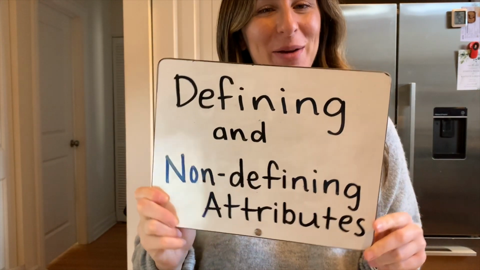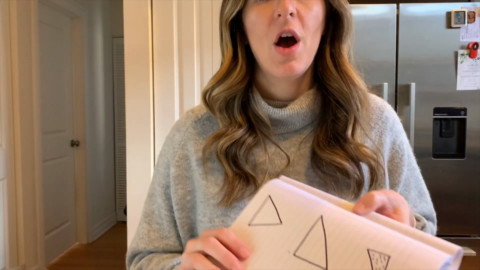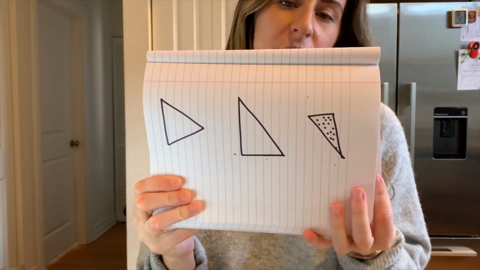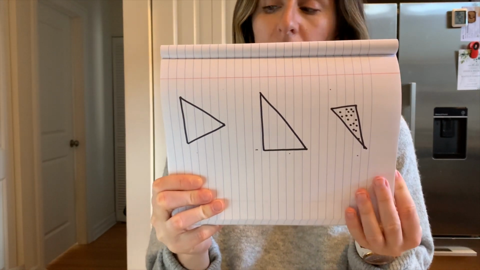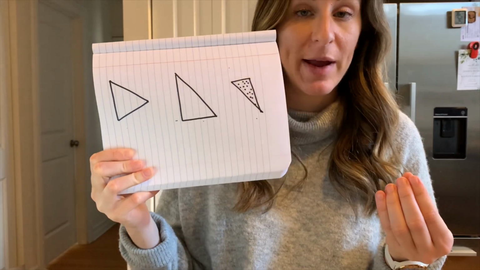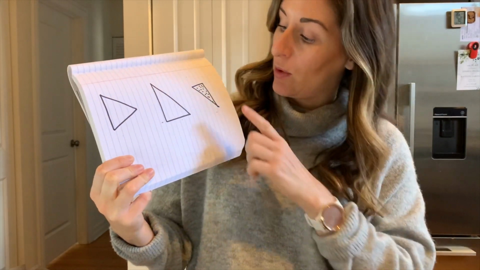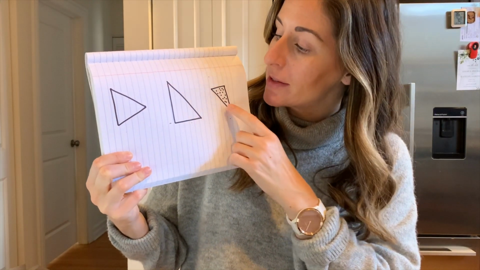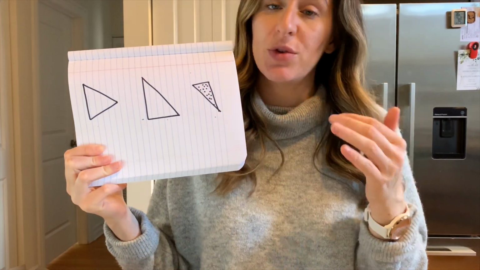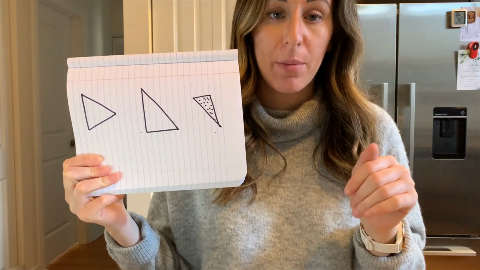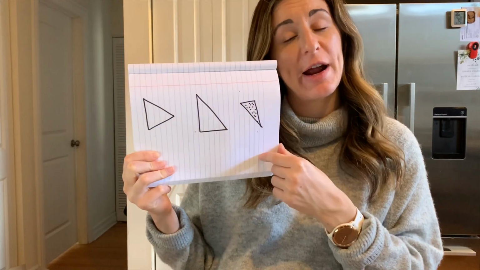Well, today we're going to talk about what makes a shape that shape and what that shape doesn't need in order to be that shape. Okay, let's take a look at these three triangles. These are all triangles, right? They're facing different directions. One of them has a pattern on it. Their sides are not all the same length, but we could say that they are all triangles.